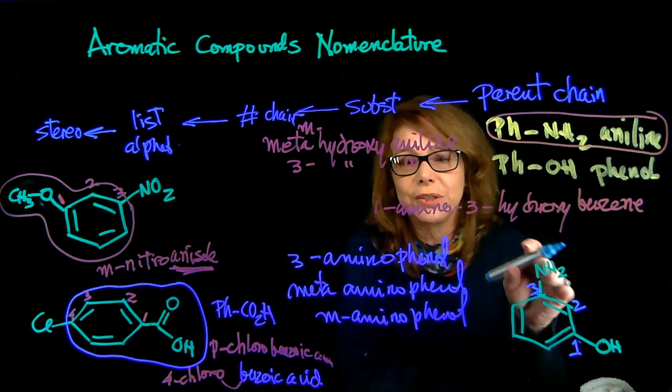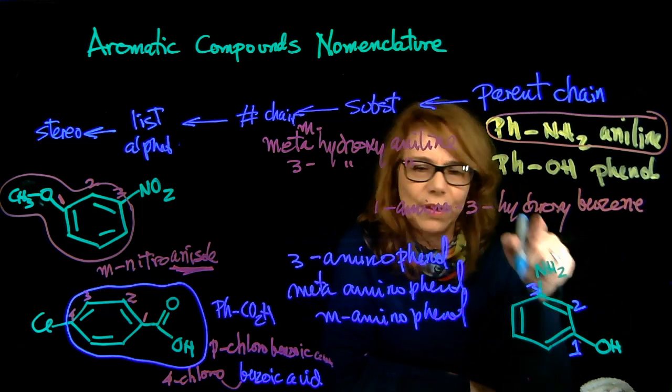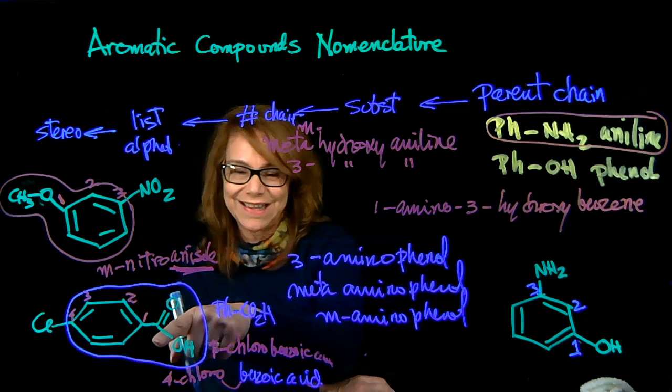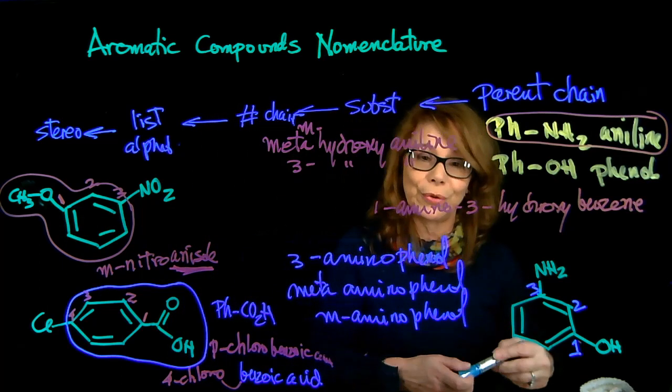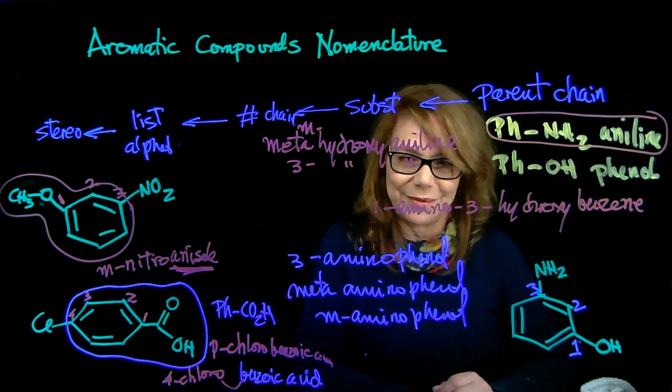So now we see that we have several ways of naming aromatic compounds, all of which can be accepted, but we do need to remember some of these names: phenol, aniline, styrene, benzoic acid, anisole, benzaldehyde, all of those names. We need to remember them to be able to name all these aromatic compounds.